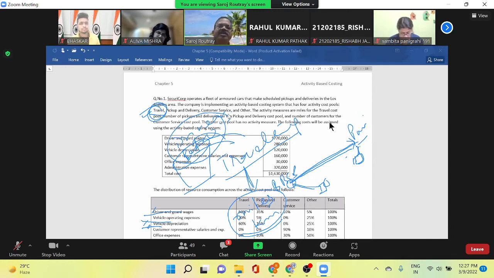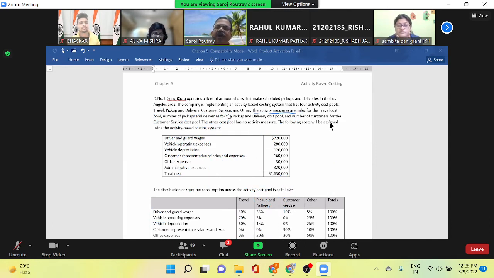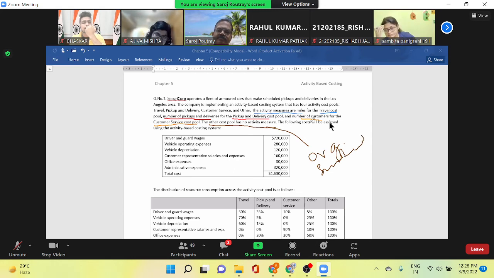In this question, this is already given. The activity measures are miles for travel cost. Number of pickups and deliveries for pickup and delivery cost. Number of customers for customer service cost. The other cost pool has no activity measure. This is organization system activity.